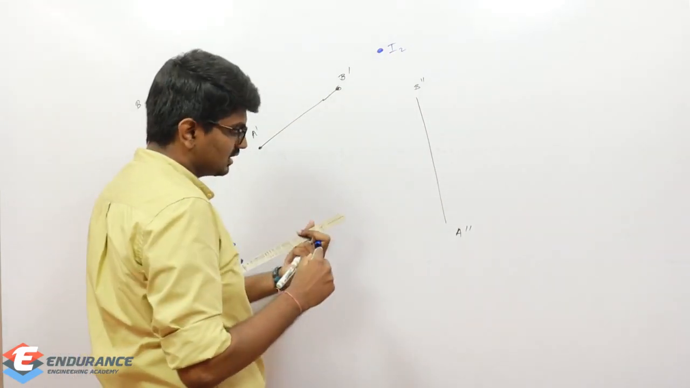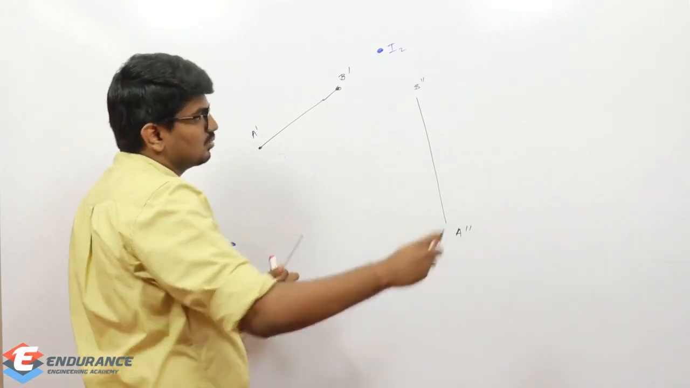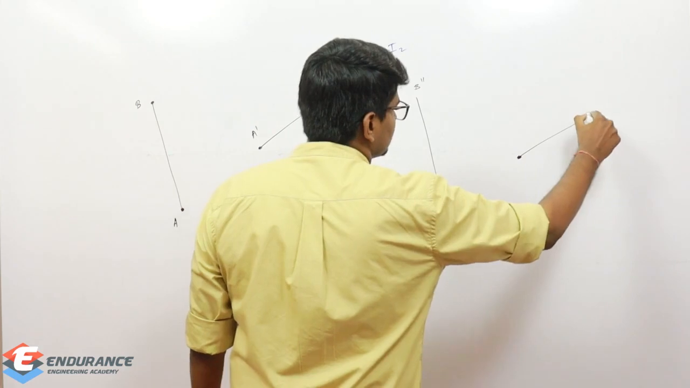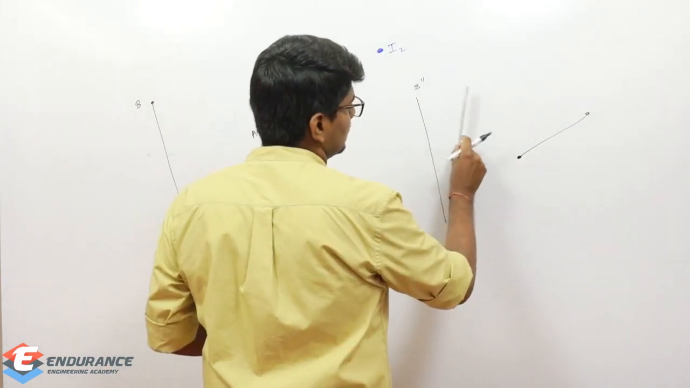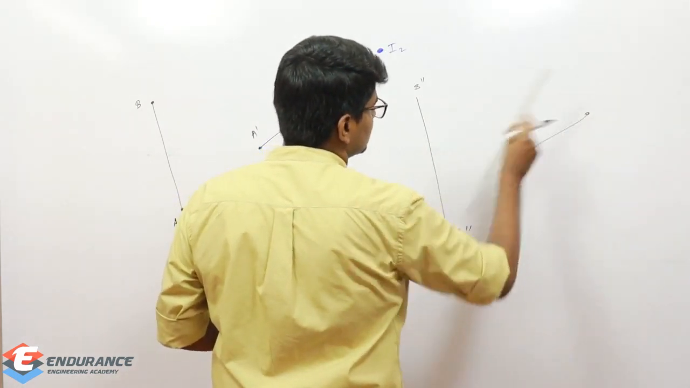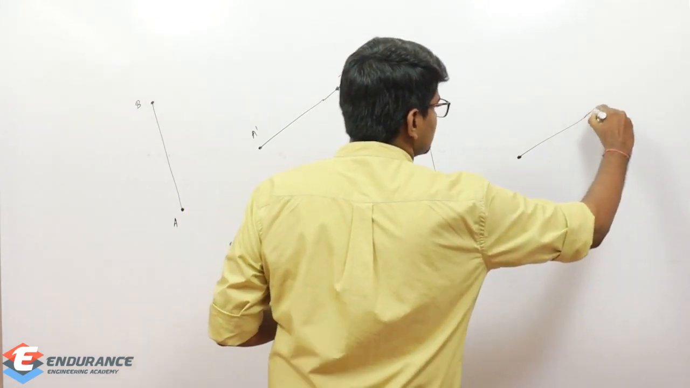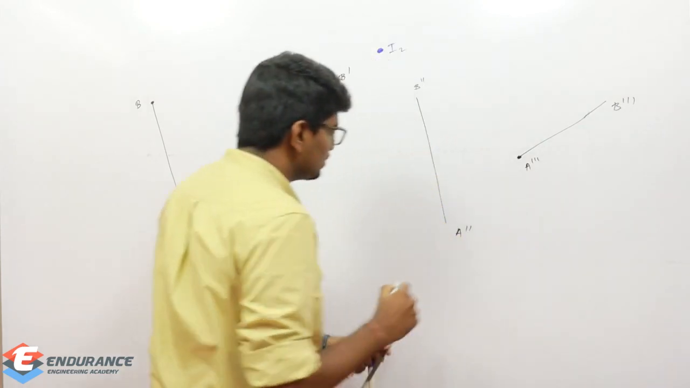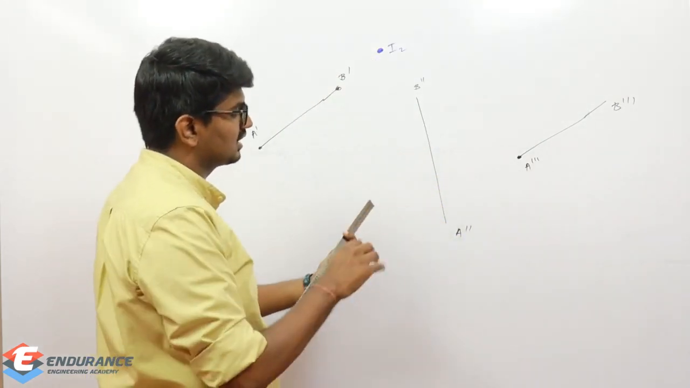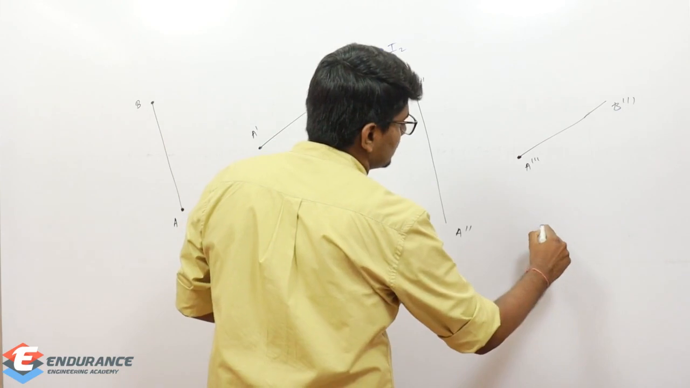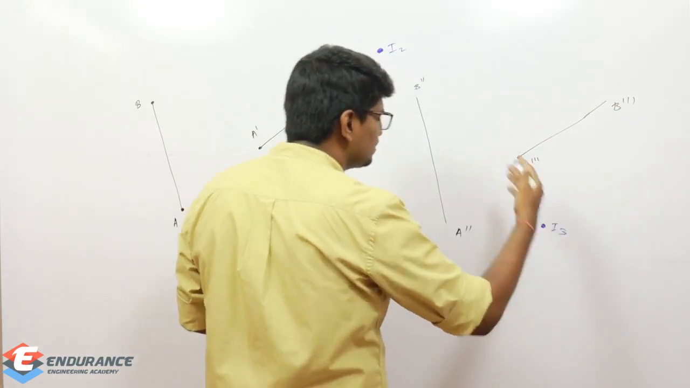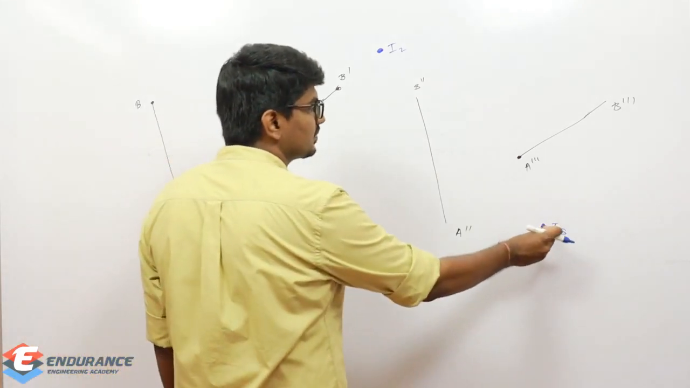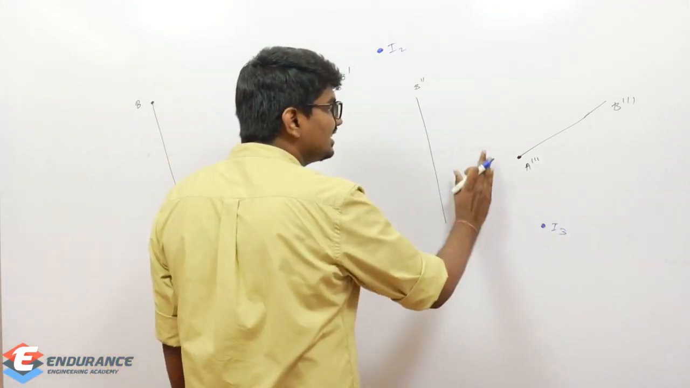Now again, let us consider this is further moving, and it is reaching somewhere here, like this. Now this is A triple dash and B triple dash, and again you plot it, and we will find this is going to be our I3. I'm just assuming it: I1, I2, I3, and I3 is the instantaneous center during this instant.